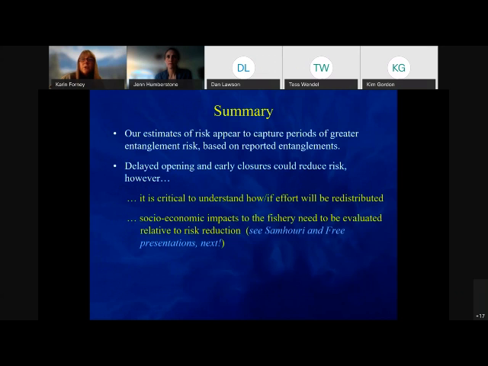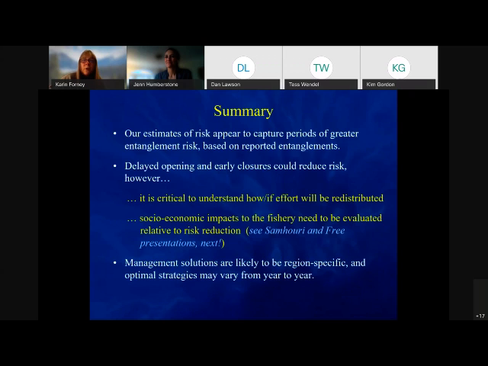Delayed opening and early closures could reduce risk. However, we do need to better understand and evaluate more fully how that effort might be redistributed into other months or not. And most importantly, the socioeconomic impacts of the fishery need to be evaluated relative to risk reduction. And Jamil and Chris will be talking about that more in their upcoming presentations next.